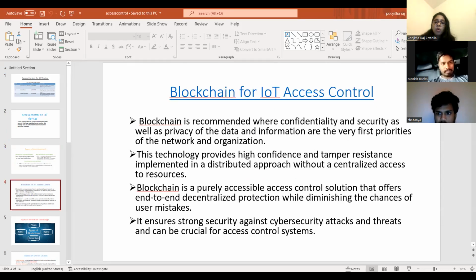Going to the next slide, how IoT access control is used in blockchain. It is recommended where confidentiality, security, and privacy of data and information are the first priority in any organization. This technology provides high confidence and tamper resistance, implemented in a distributed approach without centralized access. It offers end-to-end decentralized protection while diminishing the chances of user mistakes. It also ensures security against cyber attacks and threats.